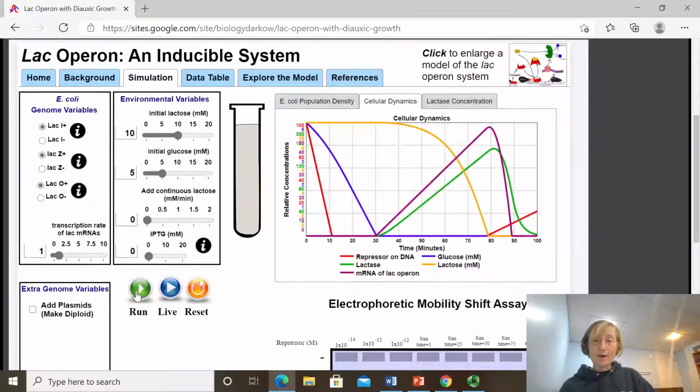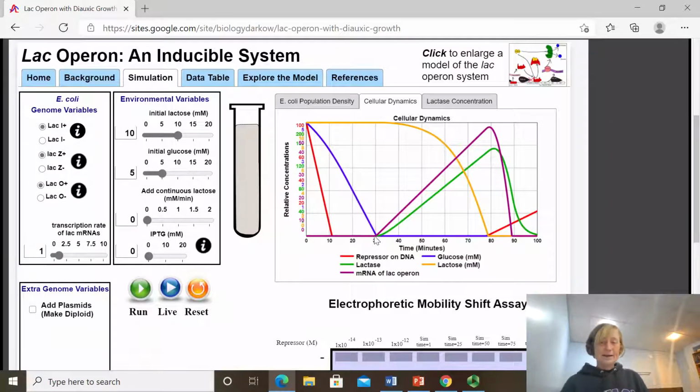Now I'm kind of curious. How long did it take the cell to use up the lactose? Remember I said 65 minutes before? Now it's almost 80 minutes. It took about 80 minutes to use up that lactose because what are they using instead? They're using glucose. They take all the glucose and use it up right away.